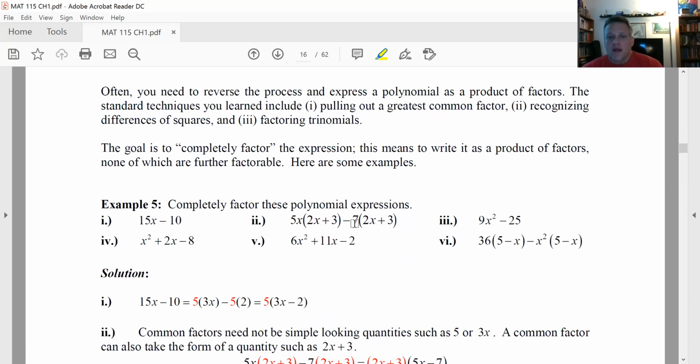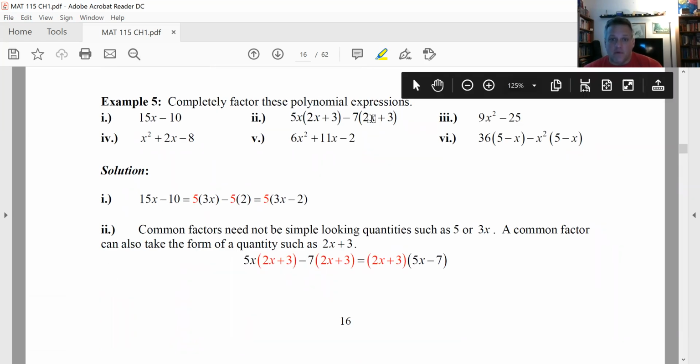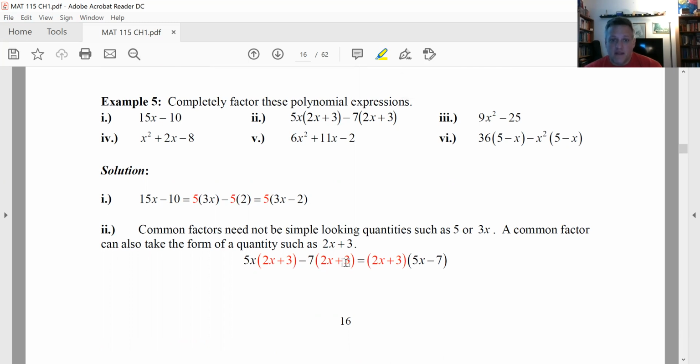All right, for number 2, same idea. You don't have to just yank out a single number or a power of x as a greatest common factor. It could be an entire expression that's common to both. Notice that in this example, the quantity in parentheses, that 2x plus 3, is in fact a common factor of both pieces. So I could yank it out and then multiply it by what remains, namely the 5x minus 7.